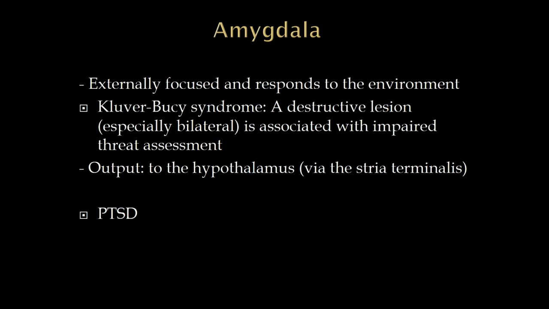Okay? And so its output is to the hypothalamus, and that pathway, which is very, very small, we'll see it in the lab, but it's called the stria terminalis. So this is how the amygdala is able to activate your hypothalamus for fight or flight. Okay, that's the pathway, stria terminalis. So if we have a lesion of the amygdala, and it usually has to be a lesion of both right and left amygdaloid nuclei, then this is associated with impaired threat assessment. Because remember, this is the fire alarm switch. So if you have a lesion there, there's just less response to things that should normally activate your sympathetic system.